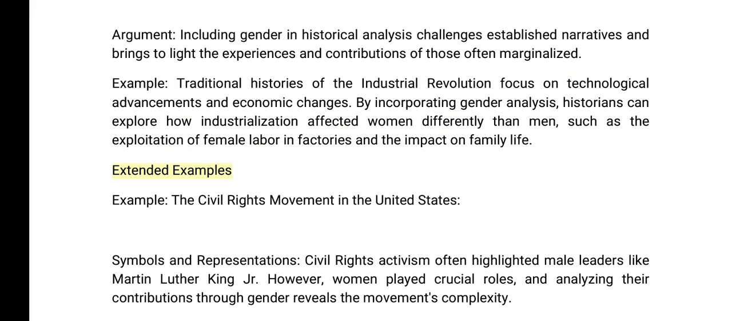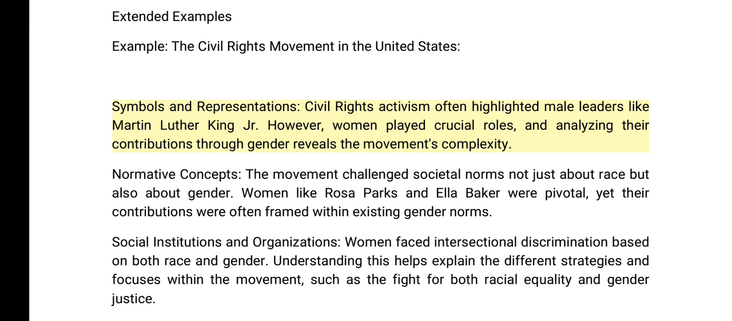Extended examples. Example. The Civil Rights Movement in the United States. Symbols and representations. Civil rights activism often highlighted male leaders like Martin Luther King Jr. However, women played crucial roles, and analyzing their contributions through gender reveals the movement's complexity. Normative concepts. The movement challenged societal norms not just about race but also about gender. Women like Rosa Parks and Ella Baker were pivotal, yet their contributions were often framed within existing gender norms.